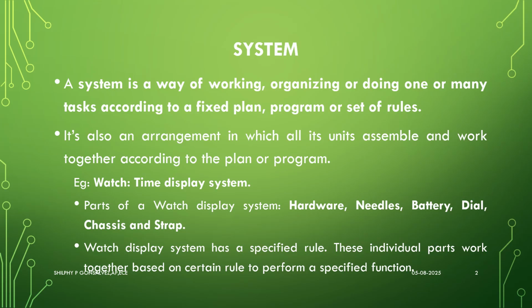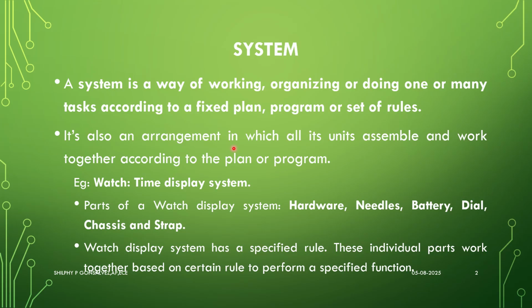As you all know, in each and every place there is a system of work, there is a system of settings. So what is meant by a system? Actually, system is defined as a set of rules based on which the subsystems will work. So we can define a system as a way of working, organizing or doing one or many tasks according to a fixed plan or a set of rules. And it is also an arrangement in which all the units are assembled and work together according to that particular plan.